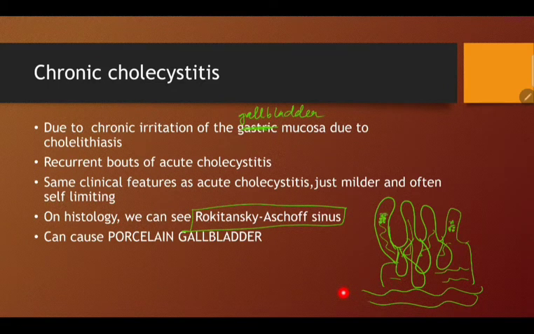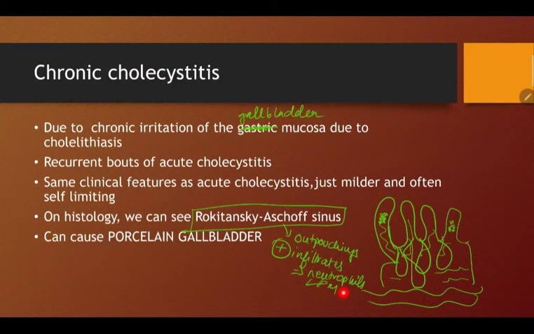All right, so you will see Rokitansky-Aschoff sinus, which is basically outpouchings of the mucosa into the muscularis layer, and you will see infiltrates, specifically neutrophil infiltrates in the lamina propria mucosa.